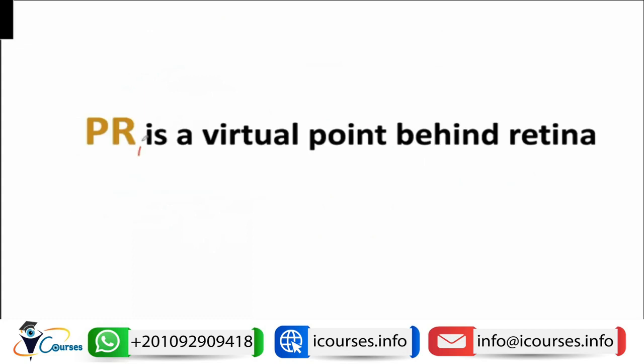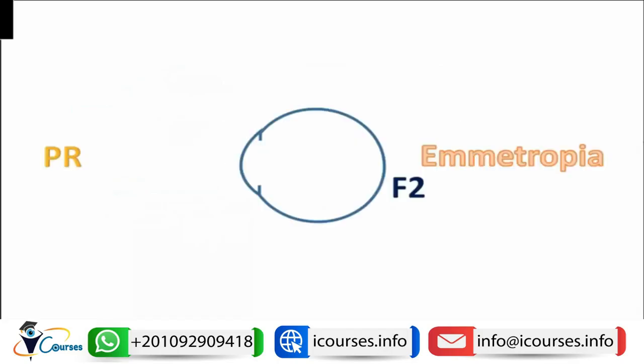So where is the punctum remotum? We need to know where the punctum remotum, or the distant point, is in order to know how to optically correct this eye. The punctum remotum here is not a true point in front of the eye as in case of myopia, but it is a virtual point behind the retina. Let's see how this is.